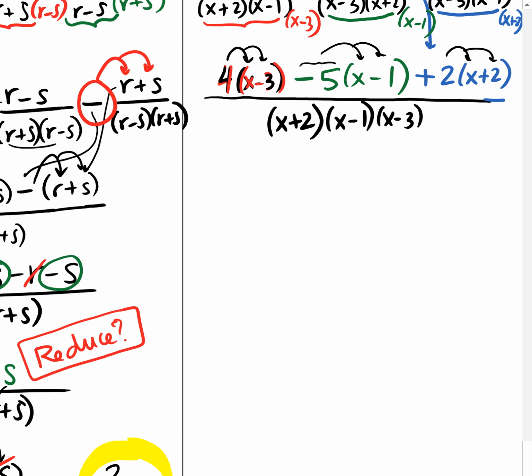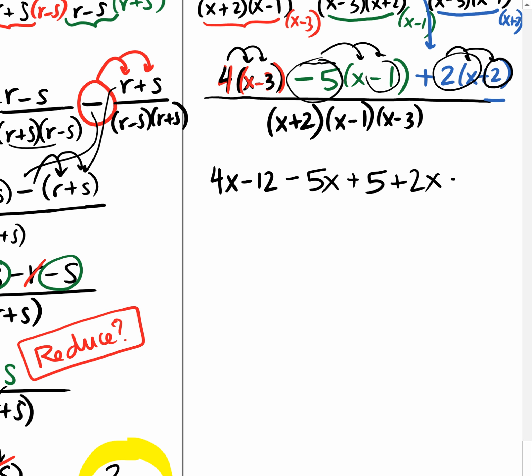If I distribute that, 4 times x is 4x, 4 times negative 3 is negative 12. Okay, so we got that, and then I have negative 5 times x, that'll make negative 5x. Negative 5 times negative 1 will make positive 5. And then 2 times x, that'll be plus 2x. 2 times 2 will be plus 4.